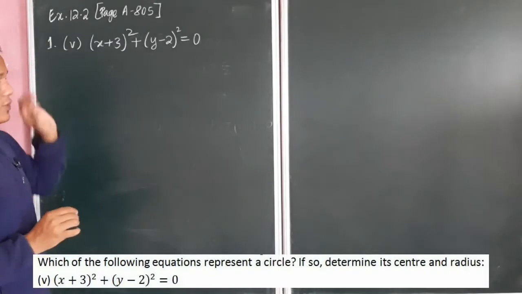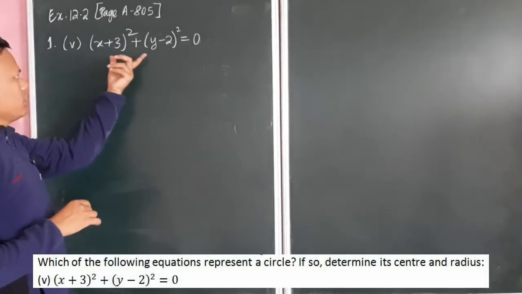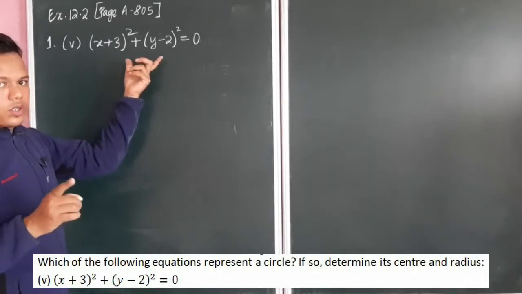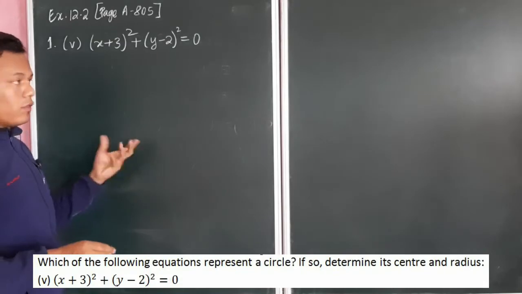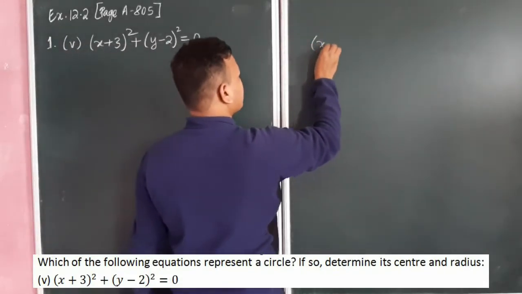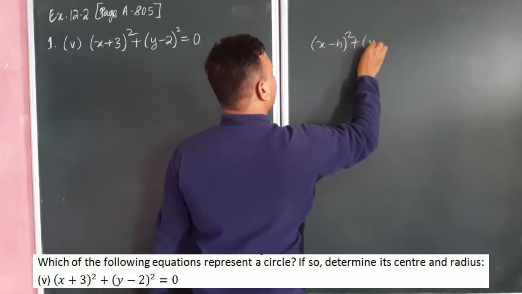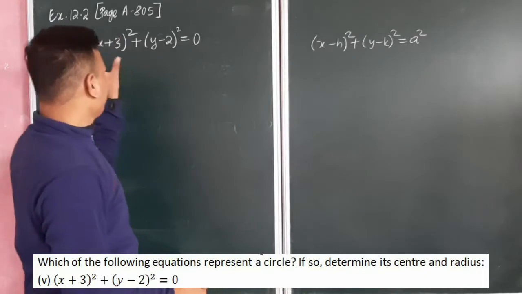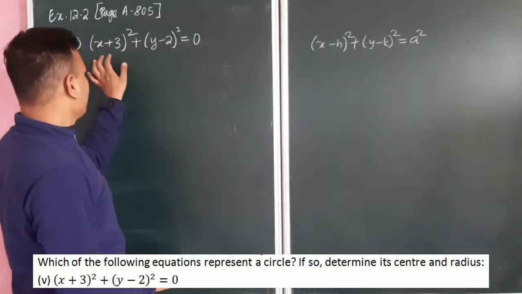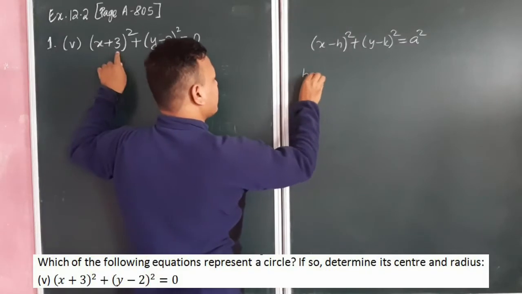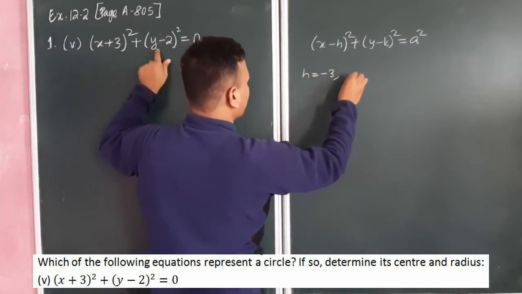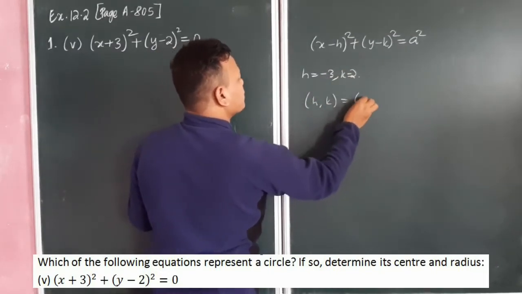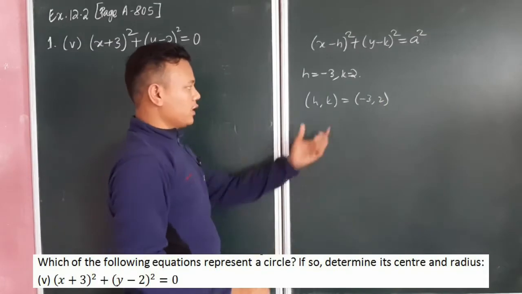Now let me take this particular question. Now if you see here, this is already given in your standard form, isn't it? This is not given in general form, this is given in standard form, where standard form is what? Standard form is x minus h whole square plus y minus k whole square equals to a square, isn't it? So if you compare this with this standard form, we see that the value of h will be minus 3 and the value of k will be 2, right? So that means center h comma k will be minus 3 comma 2, isn't it? Yes, so center is this much.